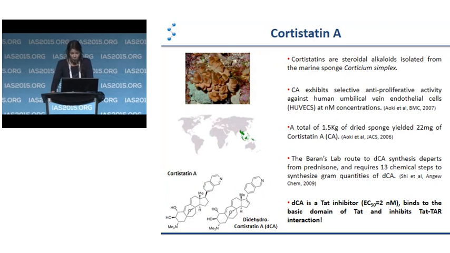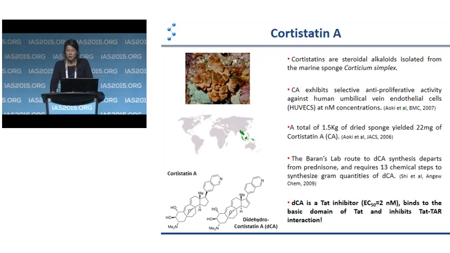So a while back, we showed that DCA is a very, very potent TAT inhibitor. At low multiplicity of infection, the EC50 is less than 1 picomolar, and at high MOIs, it's approximately 2 nanomolar. It binds to the basic domain of TAT and interrupts TAT binding to TAR. So first, let's take a couple of slides to show you that this interaction actually occurs and the mode of action of this compound.